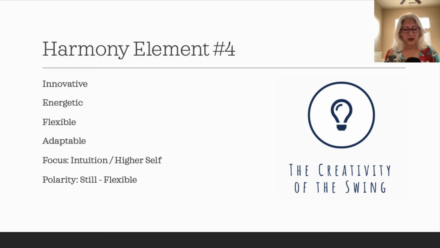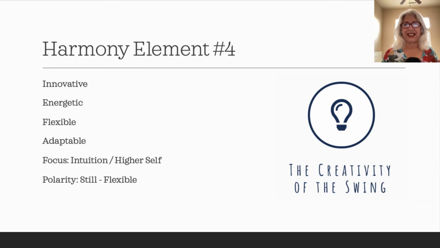There is a structure there, and then you play within that structure. So the focus here is getting that intuition, right? The creative sparks, if you will, connecting with the higher self. And the polarity is that at one end we may be just still, different from stagnant, but just still. And on the other end we may be a little too flexible, right? Like too many ideas and we can never just focus on one.